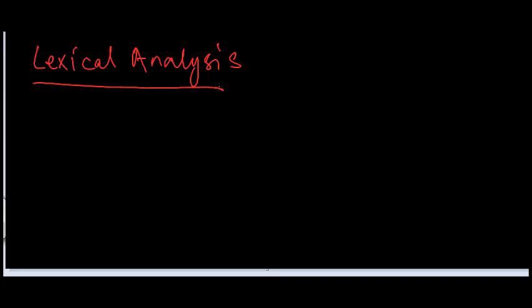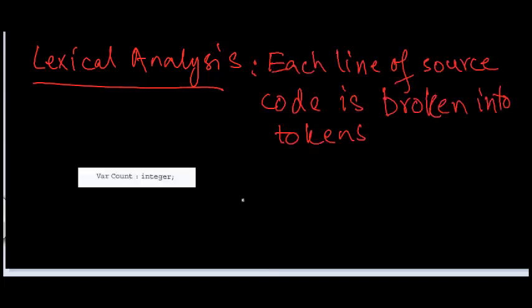So let's take a look at an example. For example, if our source code has this variable declaration that we see here, then this can be broken down into 5 tokens. This would be 1 token, second token, third token would be this colon, and 4th token, and this 5th token would be this semicolon, right?